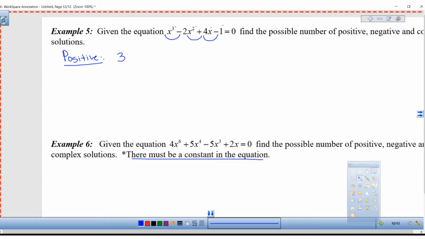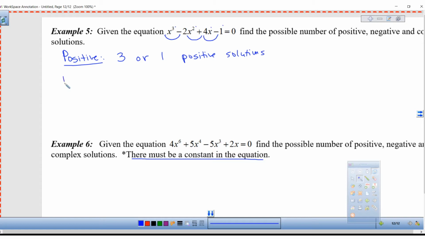Then what you do is you subtract the number 2 from this 3. The reason you subtract 2 is because if you have complex, they come in pairs. So we have to subtract 2. So you're either going to have 3, or 3 subtract 2 is 1. So you're either going to have 3 or 1 positive solutions, okay?